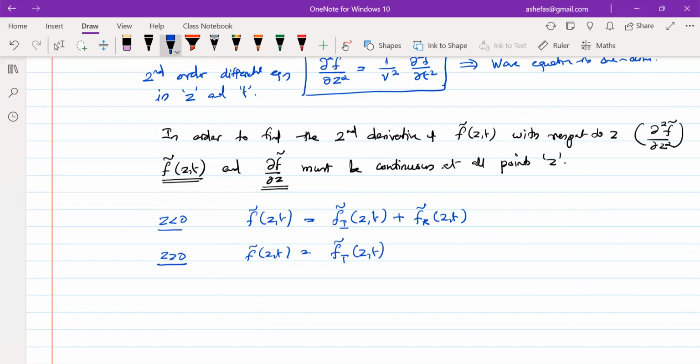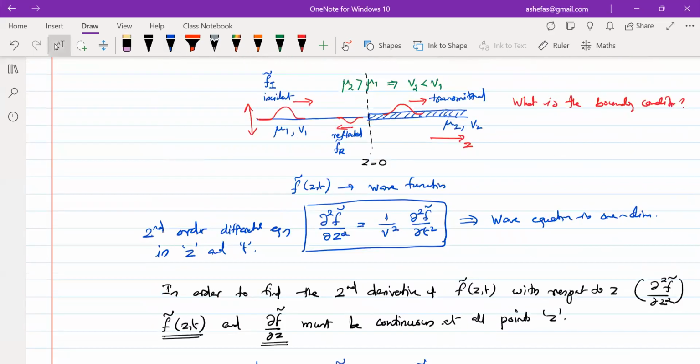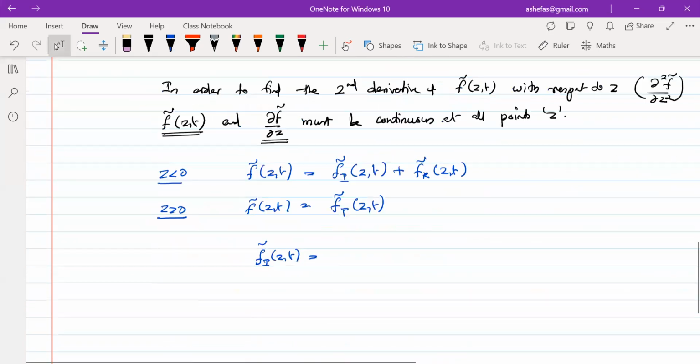Now we can write down each of these waves Fi, Fr, and Ft easily. The incident wave is propagating towards the positive z direction, where towards the right is positive z. The transmitted wave is also moving in the positive z direction, whereas the reflected wave is moving in the negative z direction. Accordingly, we can write the complex form of these three waves.